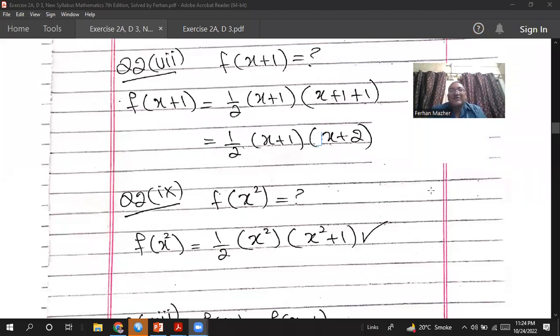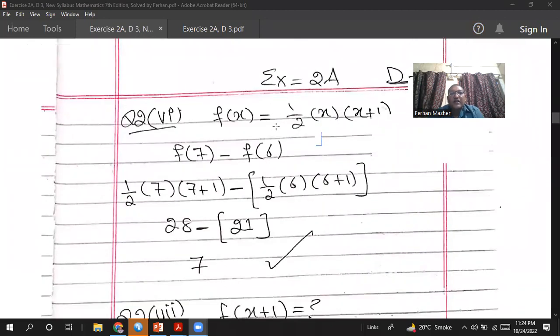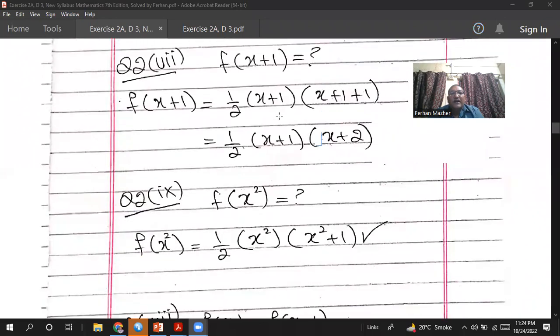I am back. There was a little mistake, so I have corrected it. So when you replace that, see, this is the function 1 by 2 into x into x plus 1. So now what will happen? Yeah, this is the thing. Okay, so now 1 by 2 into x plus 1 into x plus 1 plus 1. So it will be 1 by 2 into x plus 1 into x plus 2. So that is the right answer. So hopefully you understand this.